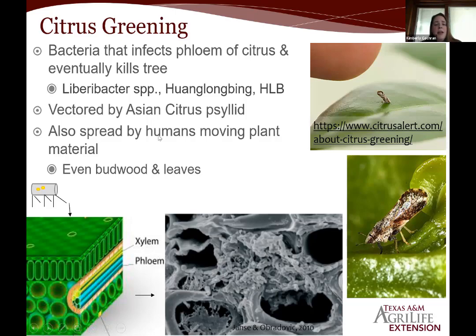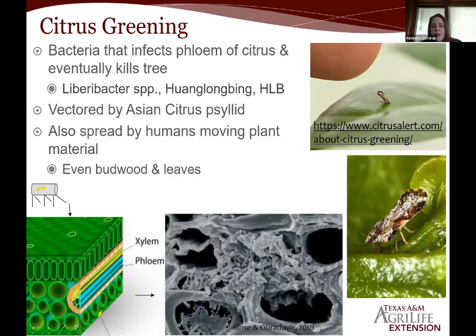It is vectored by the Asian citrus psyllid, and these are super tiny. You can see up here in this top right picture, that is a person's finger, zoomed in so much you can see their fingerprint. So these are like the size of a pinhead or the tip of a toothpick. All the photos here are, unless otherwise noted, from Citrus Alert. This is a really good website with lots of pictures about citrus greening and a couple of other issues, and I know some people from A&M help do quality control on it, so it's a pretty good resource.